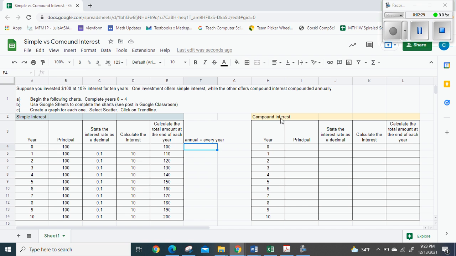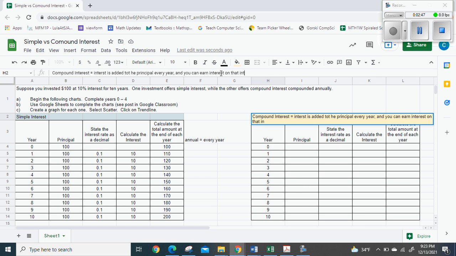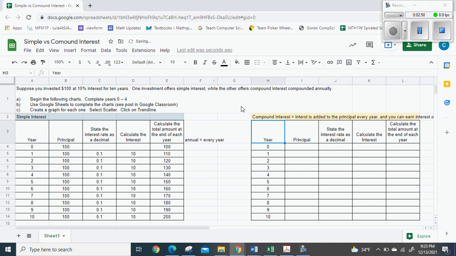When I go to talk about compound interest, it's a little bit different. So compound interest says that my interest is added to the principal every year, and you can earn interest on that interest as well. Okay, so that means now that interest is going to start working for me. And that's what we want, right? That's where we really start making that money.